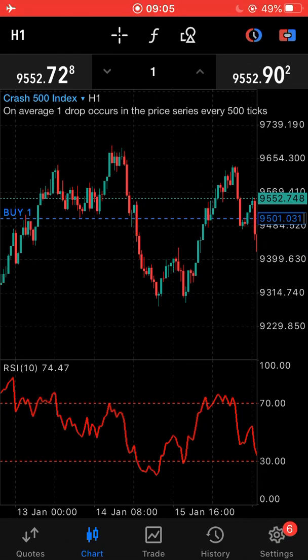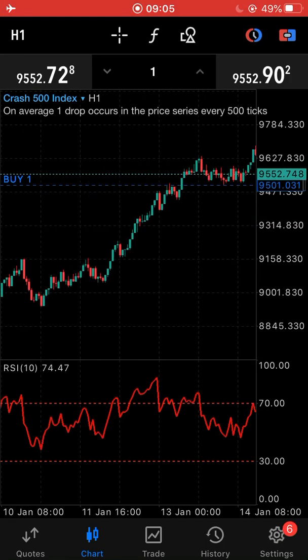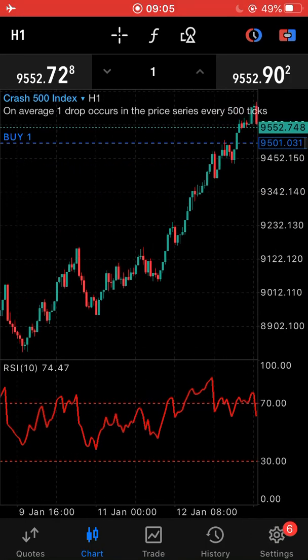From the definition of what is RSI, they said that RSI is a momentum indicator. If it's showing overbought or if it's showing oversold, it actually means that the market is having a strong momentum towards that direction. Okay, so that's when we take advantage of this.